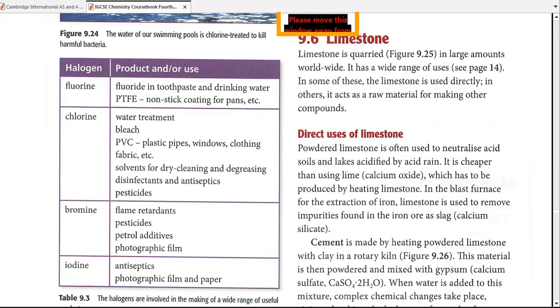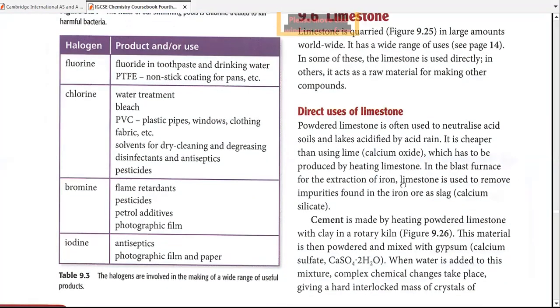Okay? In the blast furnace for the extraction of iron, limestone was used. Limestone was actually used in the blast furnace, not for the extraction of iron, but to remove the impurities that are found in iron ore. We called it slag. The impurities were then removed in the form of slag, which was known as calcium silicate. So these are the direct uses of limestone.